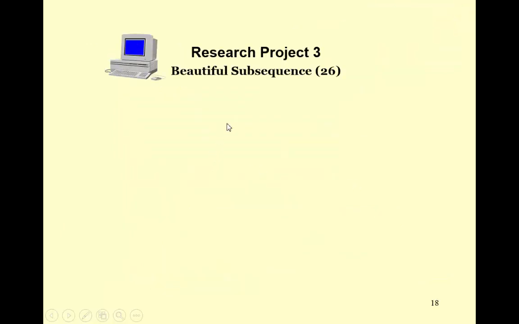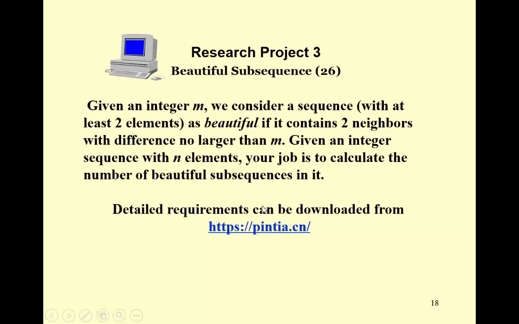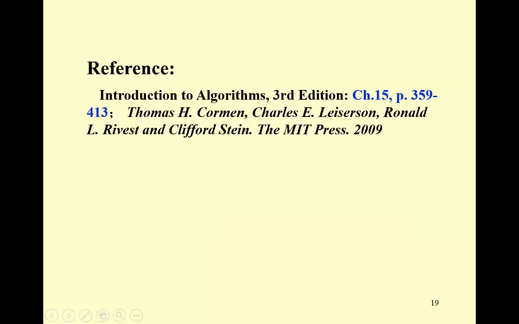Okay, so here comes your third project. It's about the so-called beautiful sequence. We define a sequence to be beautiful if it contains two neighbors with difference no larger than m. So given an integer sequence with n elements, you're supposed to calculate the number of beautiful subsequences in it. So it's a typical application of dynamic programming. I hope you like it.